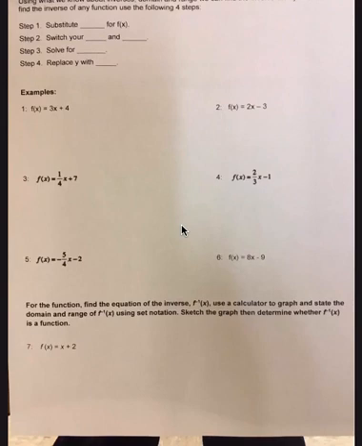Using what you know about inverses, domain and range, we can find the inverse of any function. To find the inverse of any function, use the following 4 steps, and they're actually very simple. First, substitute y for f of x. Then, like we've said before on inverses, switch x and y. Solve for y, and then replace y with f inverse of x. So: substitute y for f of x, switch x and y, solve for y, replace y with f inverse of x.